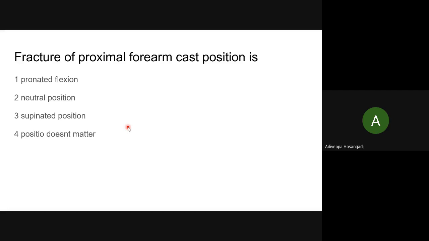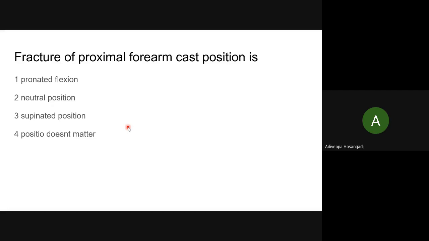Remember, biceps is attached to the bicipital tuberosity below the neck of the radius. Biceps, other than elbow flexion, is a strong supinator. Please remember this: biceps brachii is a strong supinator. Then comes your pronator teres. Distally, it is pronator quadratus.